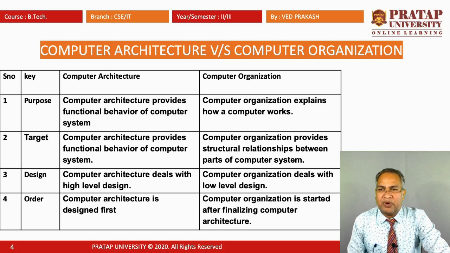Computer architecture provides the functional behavior of a computer system, while computer organization explains how a computer works. The next key point is target. Computer architecture provides the functional behavior of the computer system, and computer organization provides the structural relationship between the parts of the computer system. The next point is design. Computer architecture deals with high-level design, while computer organization deals with low-level design.